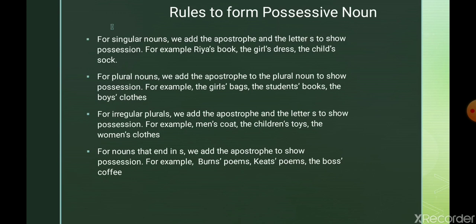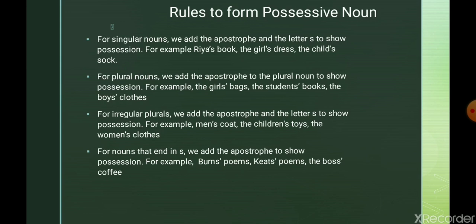For example, Ria's book, the girl's dress, the child's socks. So over here we are trying to say that the book belongs to Ria. Ria over here is a singular noun. That is the reason that we are adding the apostrophe before s. Is it clear?